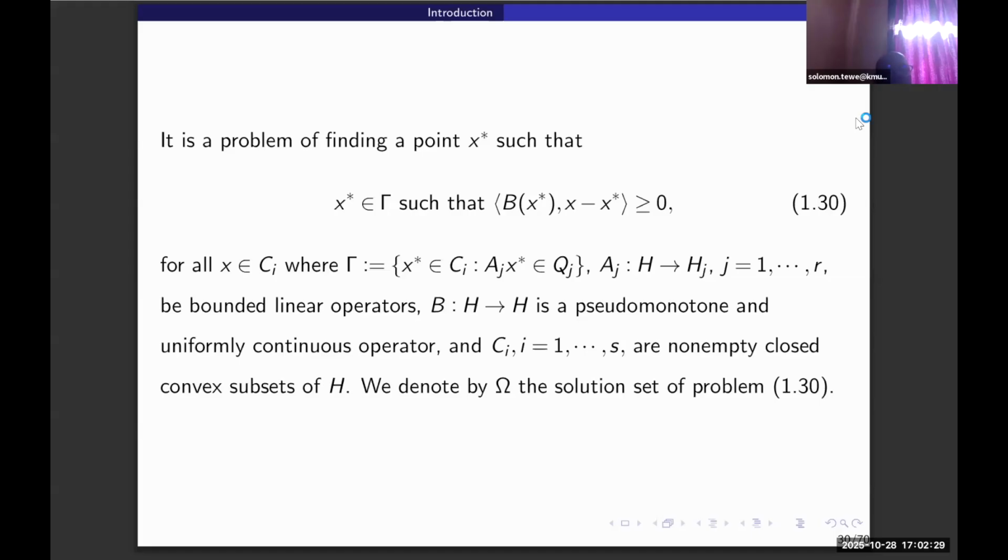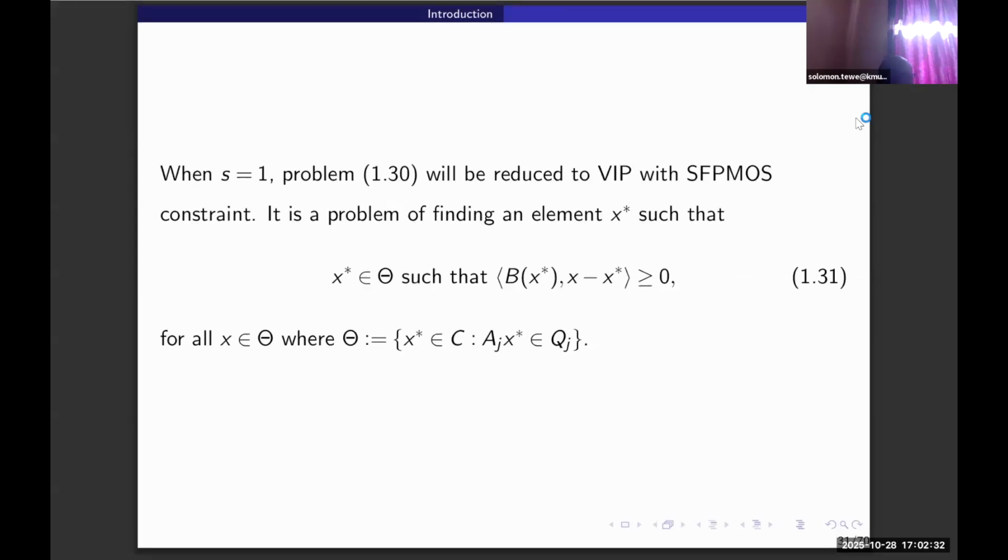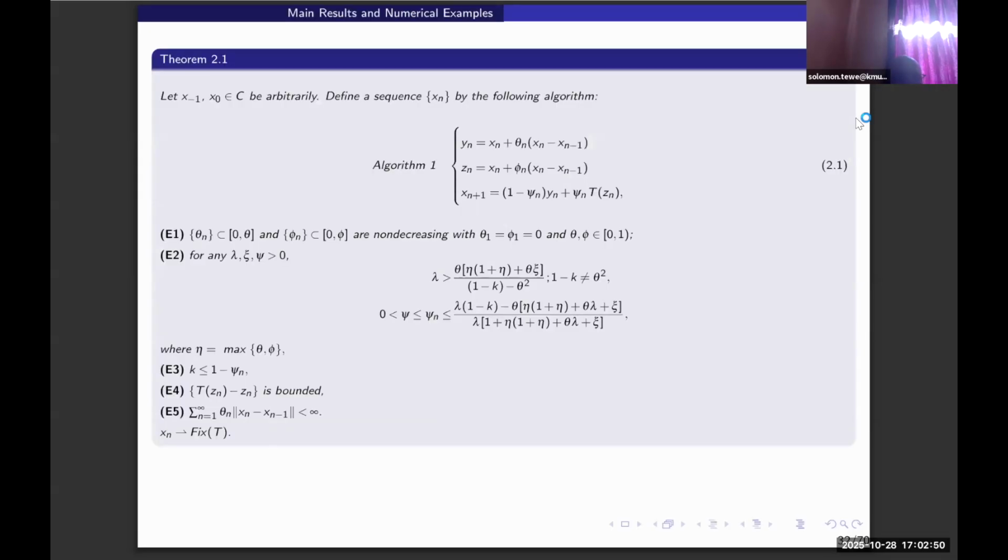And if we consider S equal to 1, the problem is reduced to problem 1.31 here. And we have shown an example which shows we can get a solution for this type of problem. I will show you later. So this is the first work that we have, where we extended the works of Dong and others. They use double inertia for non-expansive mappings. So instead of non-expansive mappings, we work on strictly pseudo-contractive mappings, and we have a lot of conditions here because for this kind of mapping, we have to introduce this type of conditions. So we get a weak convergence result.